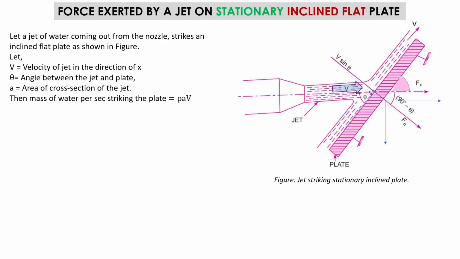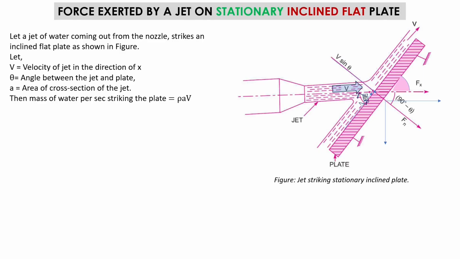Let a jet of water coming out from the nozzle strike an inclined flat plate as shown in this figure to your right. V is the velocity of the jet in the direction of x, already told. Theta is the angle between the jet and the plate. So this theta I am referring to is made with the direction of the jet.